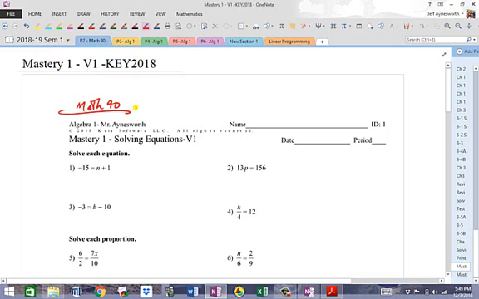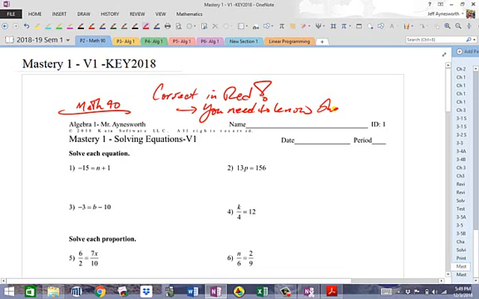Okay, so do yourself a favor. Get yourself a red pen. Correct in red. Why is that? Well, you need to know where your mistakes are. Let's write that down. You need to know where your mistakes are. That's why.